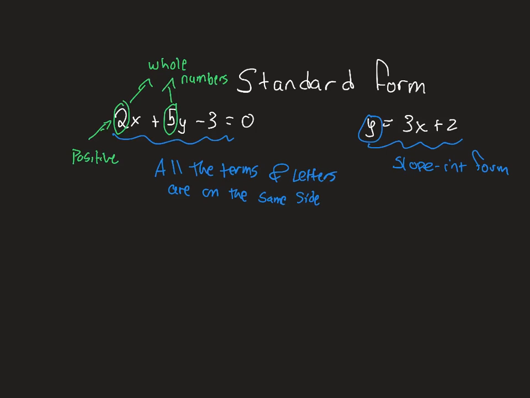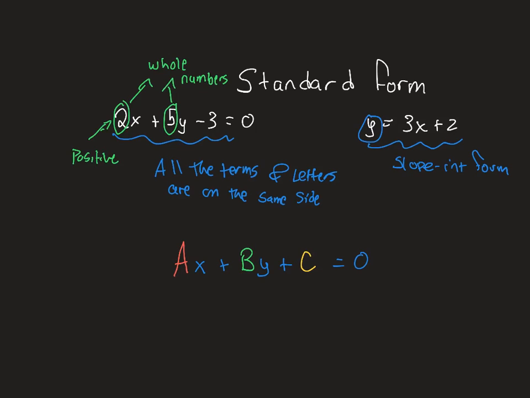So, this brings us to the actual rule. Standard form is something in the form of ax + by + c = 0.